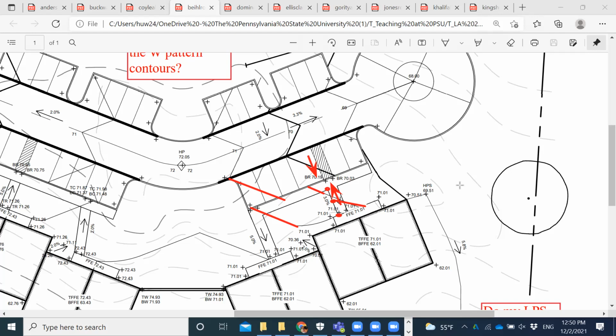Mm-hmm. That's the middle of the parking lot. Yes. Mm-hmm. Yeah, if you want to draw, you can get on Zoom and you can annotate.